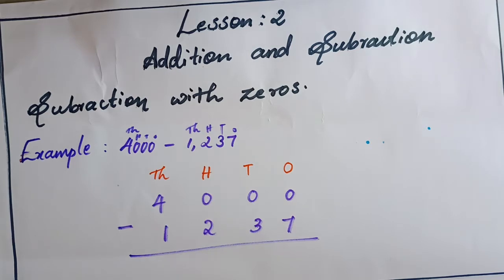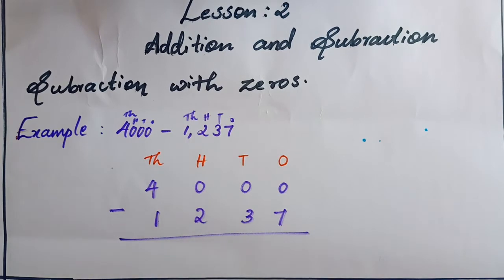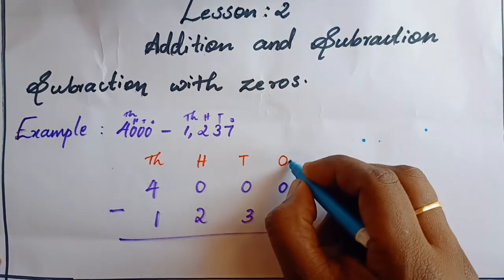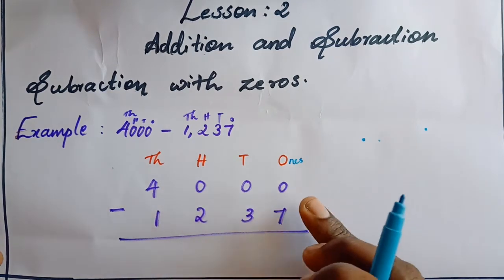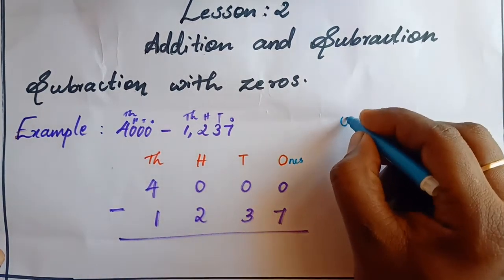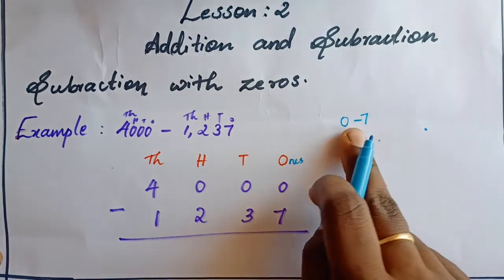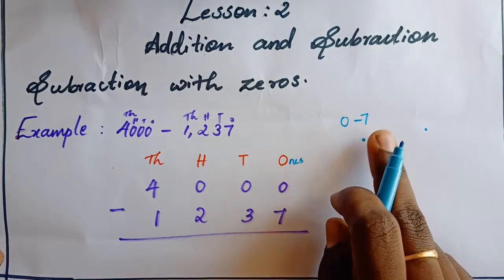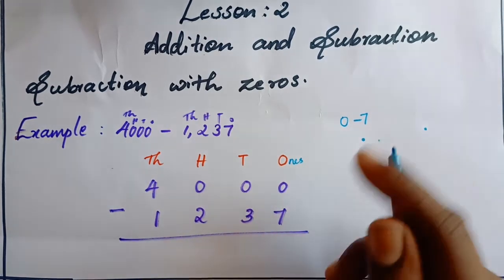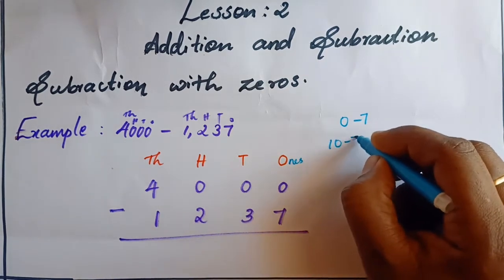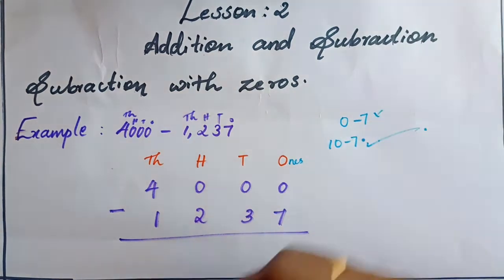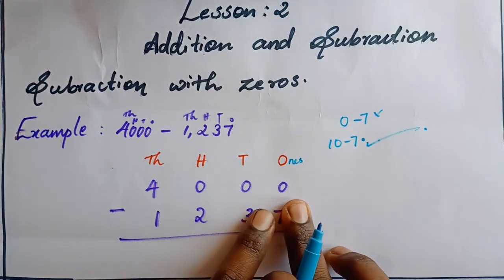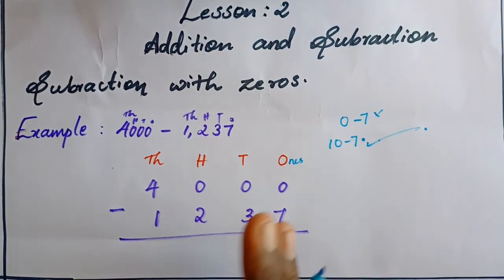Okay, let's see how to do the subtraction with zeros. So this is ones place. Ones place contains 0. So we can't do it. Is it possible to subtract 0 minus 7? No. 0 is smaller, 7 is bigger. We can subtract a smaller number from a bigger number. So anyhow we want to make this number bigger. So what do we want to do? Borrow it from the neighbor.